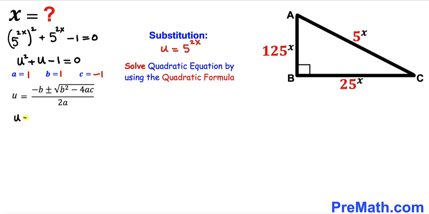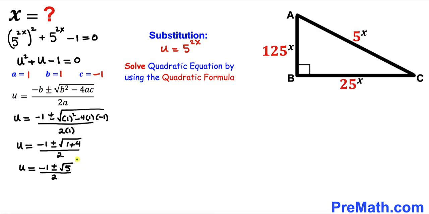So u is going to be equal to minus 1 plus or minus, in our case b is 1 whole squared, minus 4 times a is 1, c is negative 1, all over 2 times 1. And if we simplify everything, our u value turns out to be equal to negative 1 plus or minus square root of 5 all over 2. And now we are going to separate these positive and negative signs.